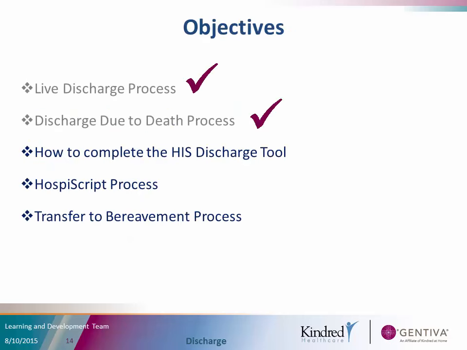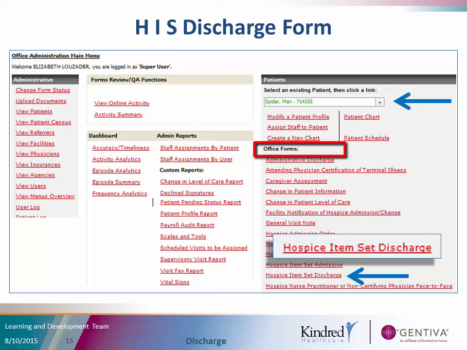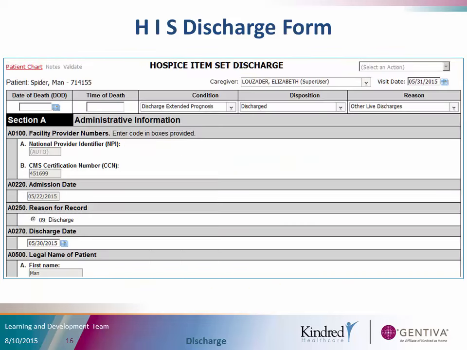Let's take a closer look at the HIS clinical form in the hospice system. Once the patient is selected, look under the office forms header. The office forms are listed alphabetically. You will need to scroll down in order to find it. The document is called Hospice Item Set Discharge. The information on the form will default from the discharge form completed by the clinician. The MCP will complete any additional information.